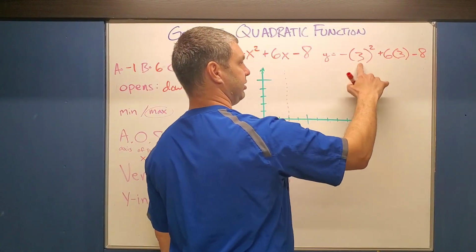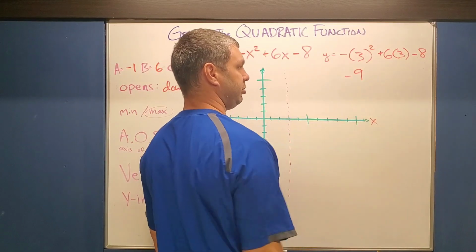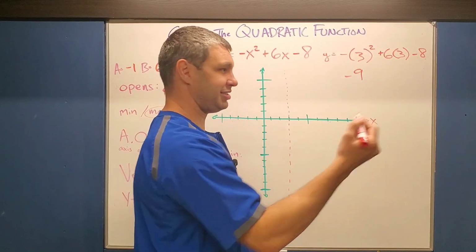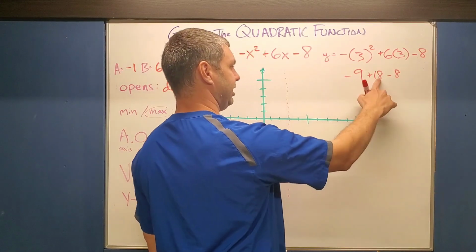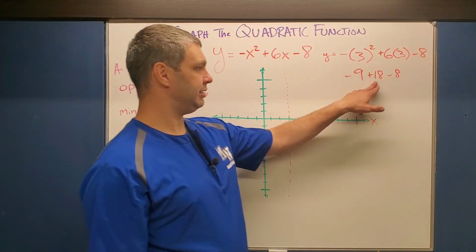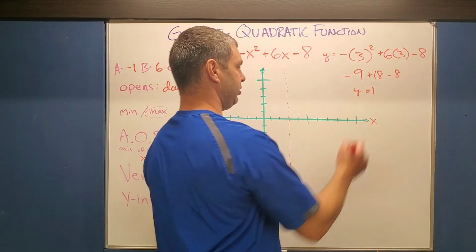Okay, like this. 3 squared is 9. The negative is going to come in front. Positive 6 times 3, how about that, is 18. And then minus 8 again. Well, negative 9 plus 18 is positive 9. 9 minus 8 is 1. So here, this tells me that y equals 1.